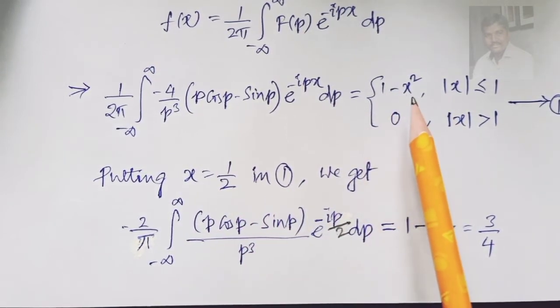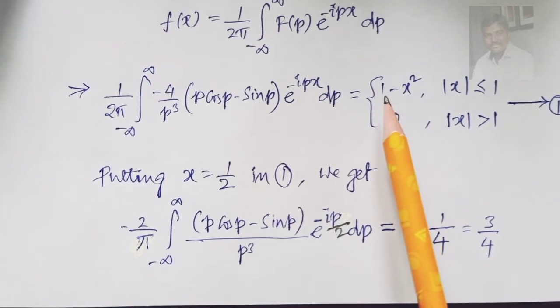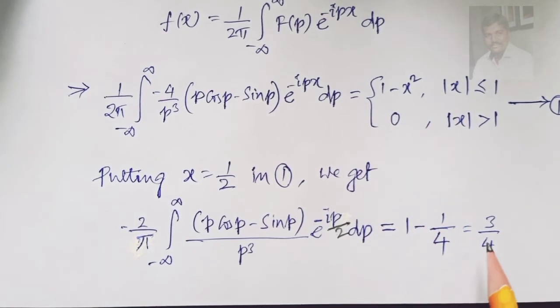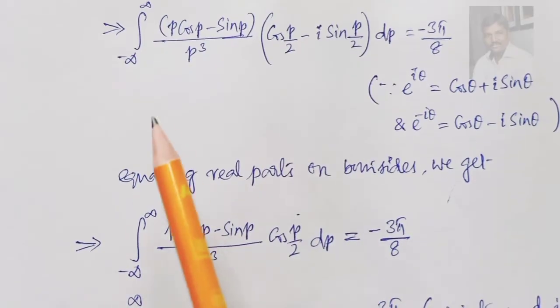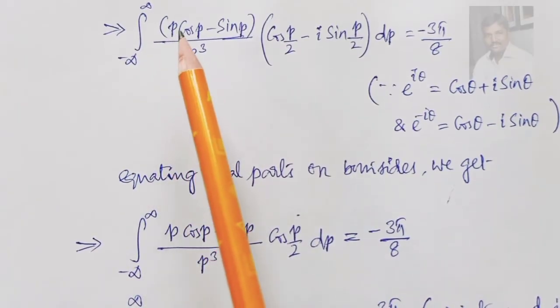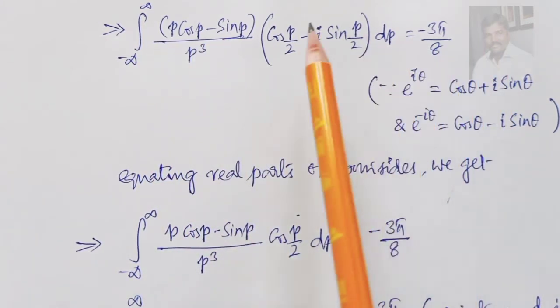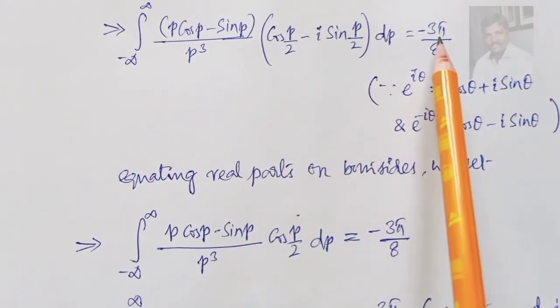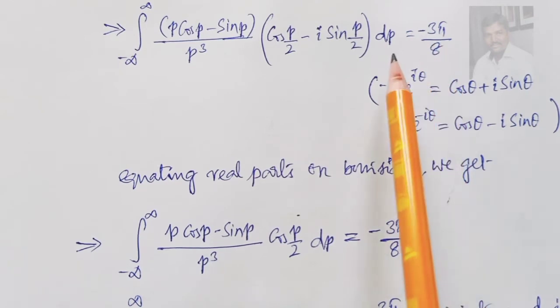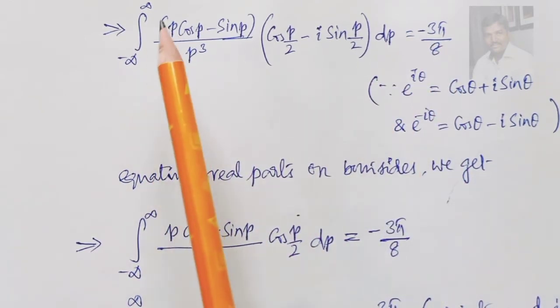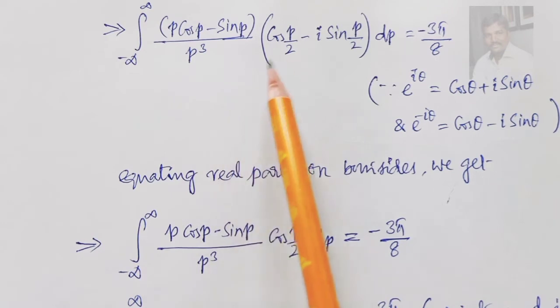Therefore 1 minus x square, put x is equal to 1 by 2 in this, so that is 1 minus 1 by 4 is equal to 3 by 4. So now from the previous step we will have that minus 2 by pi, I am taking to the right side, so there I will get here minus 3 pi by 8 and integral minus infinity to infinity p cos p minus sin p by p cube.